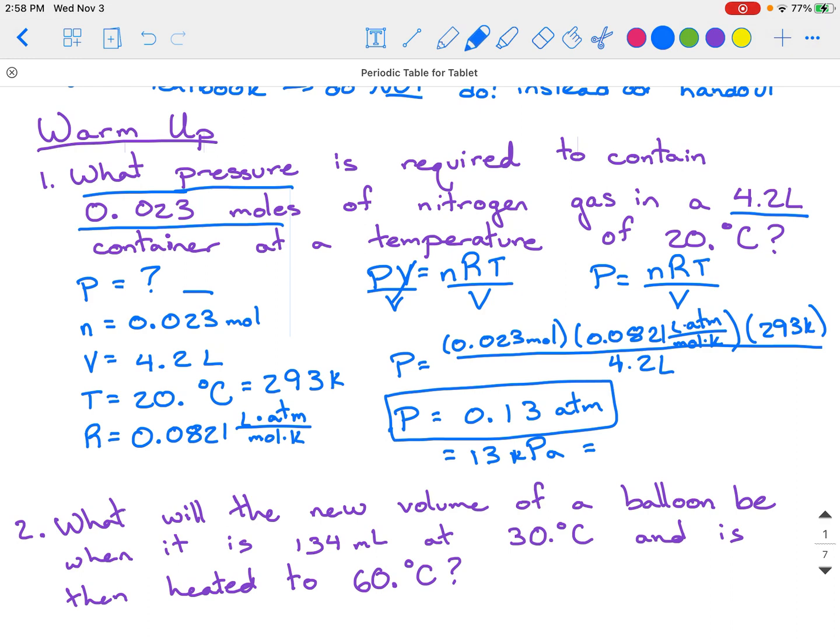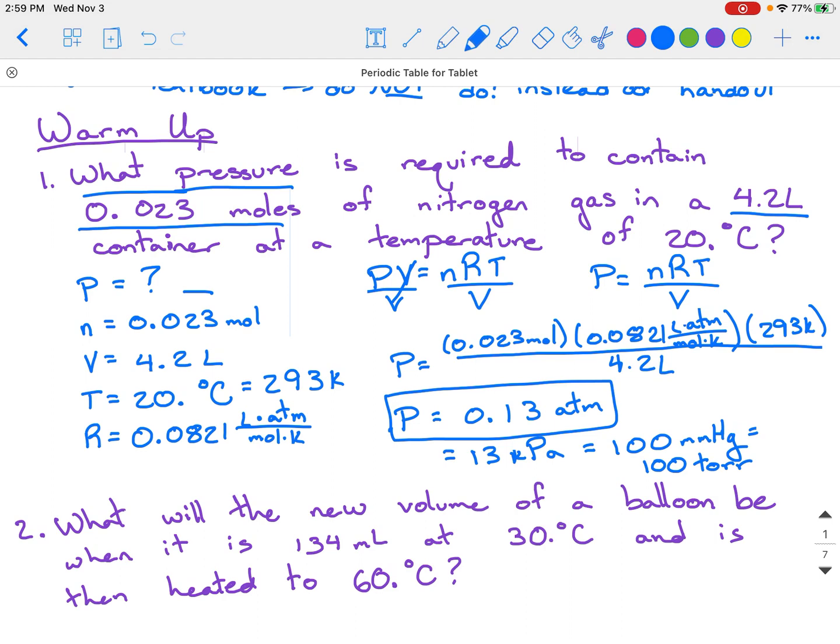Or if you chose instead to use millimeters of mercury, or torr, the answer would instead be 100 millimeters of mercury, or torr, which is the same thing, 100 torr. Any of those answers are acceptable.